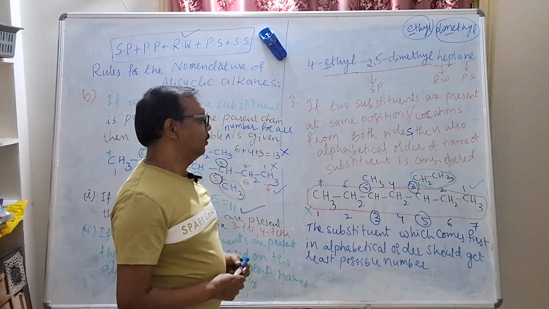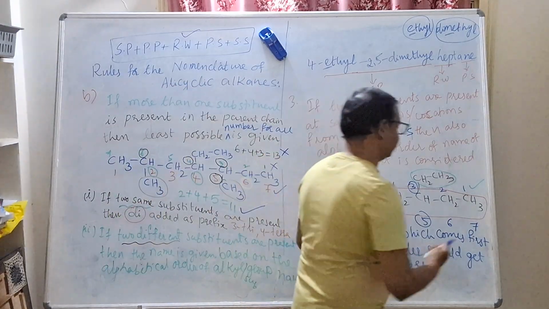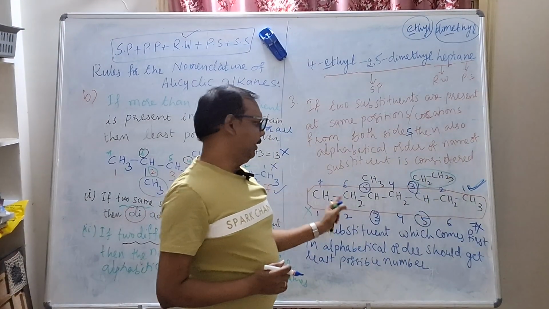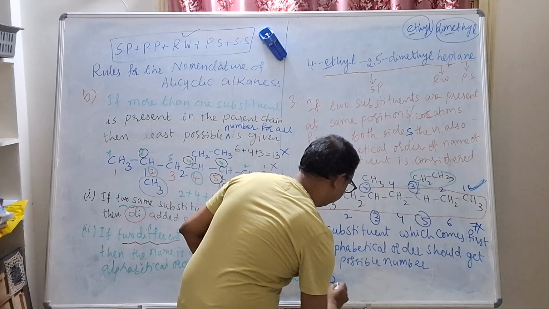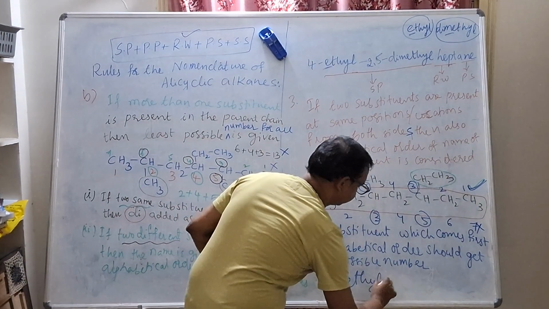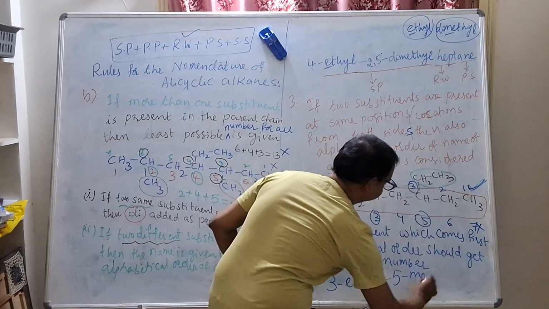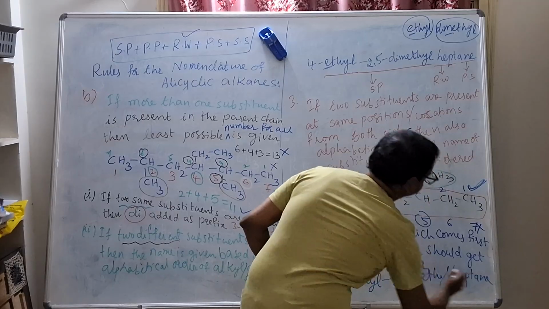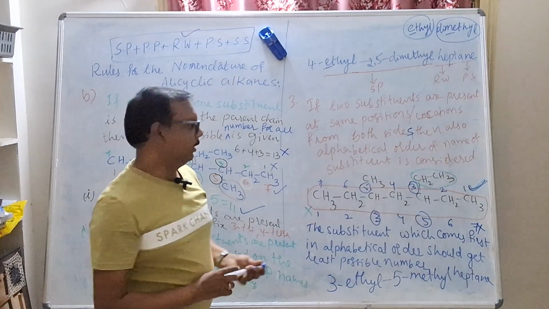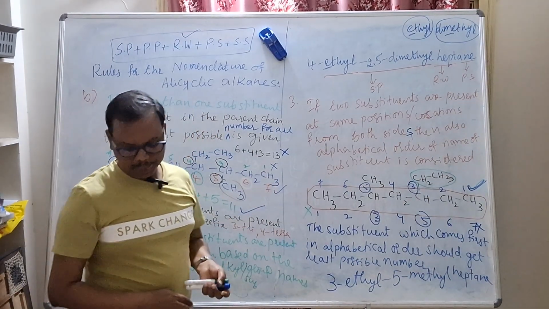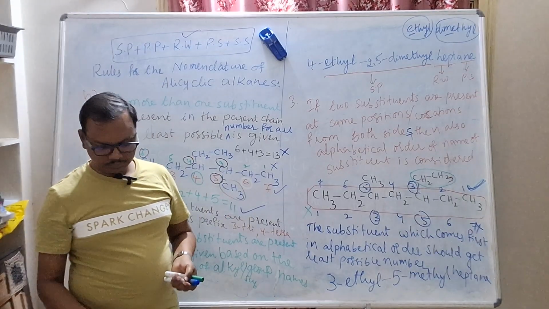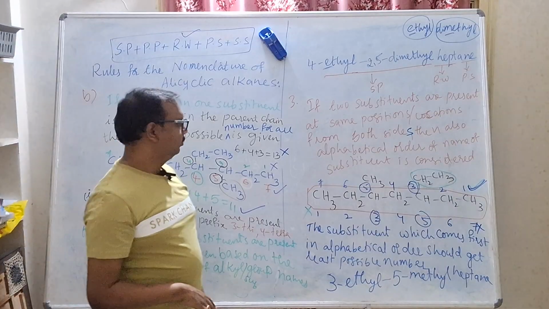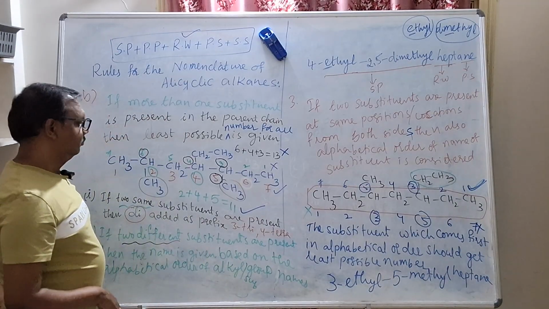Therefore, the name can be written as what? 3-ethyl. You should not consider this numbering. You should consider only this numbering. 3-ethyl 5-methyl heptane. 3-ethyl, because E comes first, 5-methyl heptane. You can write the name like that. That is the way of writing the numbering we can see here. All right, clear.